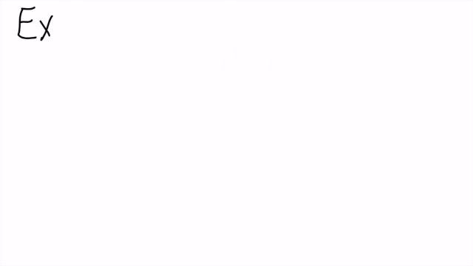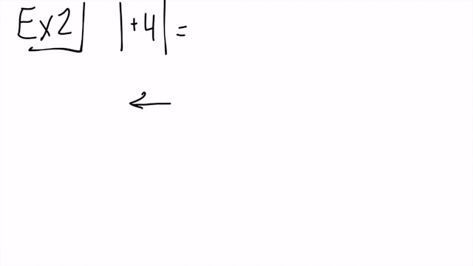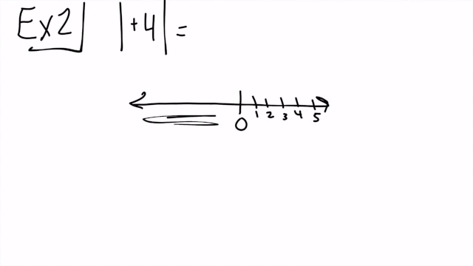Example number 2. Let's find the absolute value of positive 4. If you have to show this, you just make a very quick little number line. We want to go to positive 4, and I'd like to go one more, so let's go to 5. So 1, 2, 3, 4, 5. Notice we don't even need the negative numbers on this because we're not going into the negative, so I'm not going to waste time putting them on there.